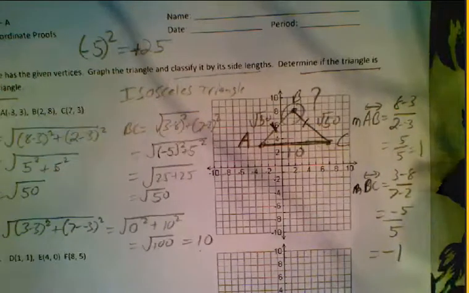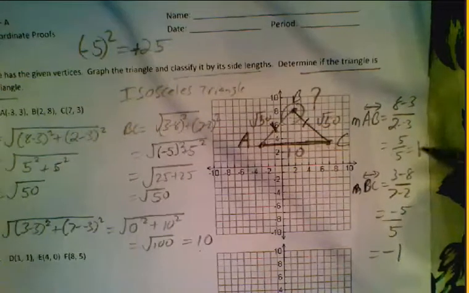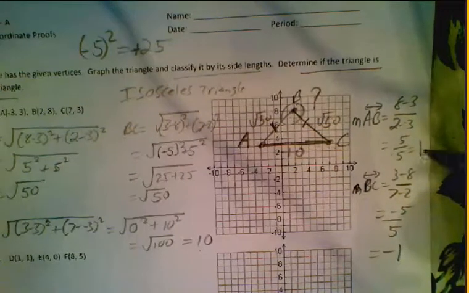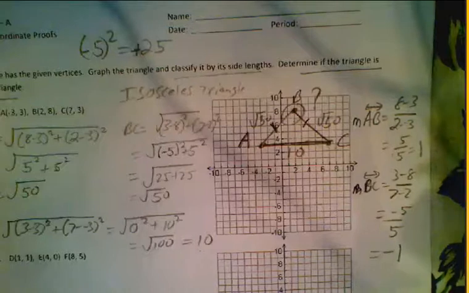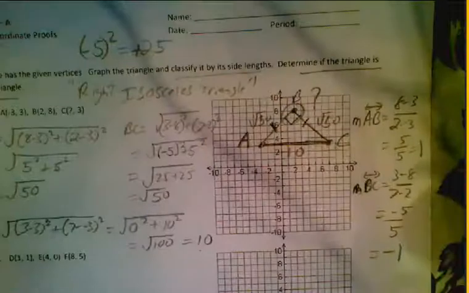You could look at it two ways. The product is negative 1. You could look at it as the opposite reciprocal. The reciprocal of 1, of course, is still 1. This is positive, this is negative. We do have perpendicular lines. So we do, in fact, have a right angle here. So this is a right isosceles triangle.